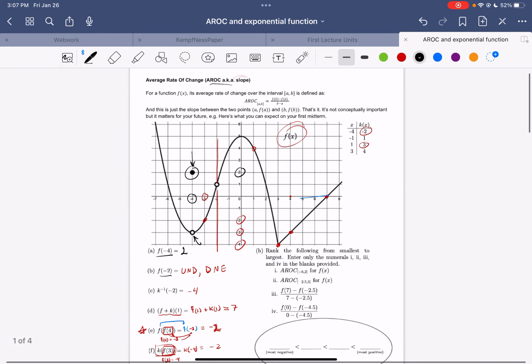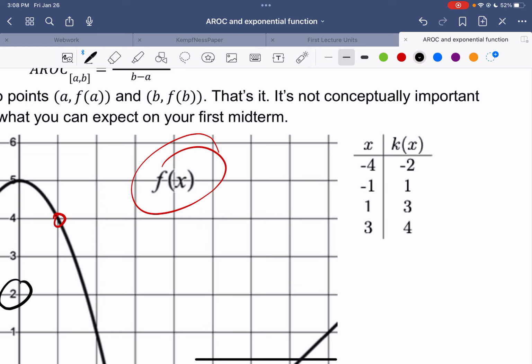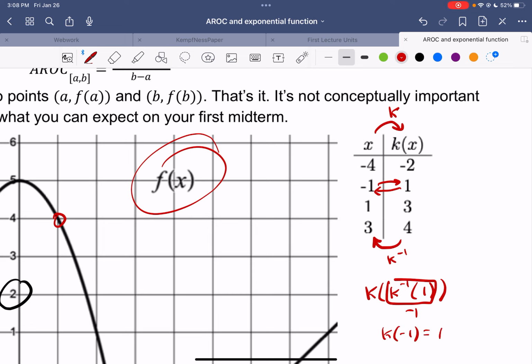So remember, k goes this way. K inverse goes this way. So k inverse of 1 is saying take 1 and go this way and then come back. So in other words, right here is -1, and then k of -1 is back to 1, okay? So these are inverses, and if you do one right after the other, it's as if you did nothing at all. Whatever you started with is what you finish with, okay?